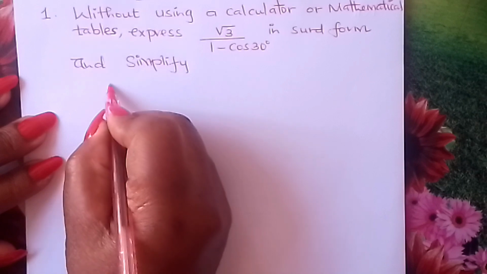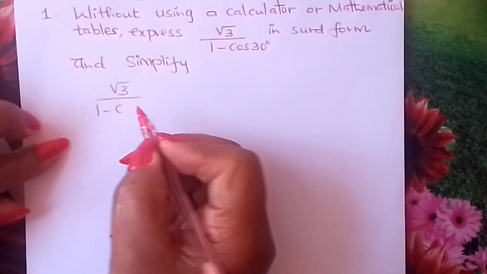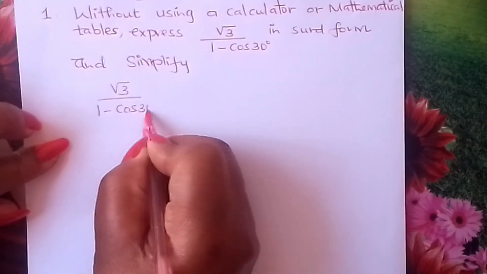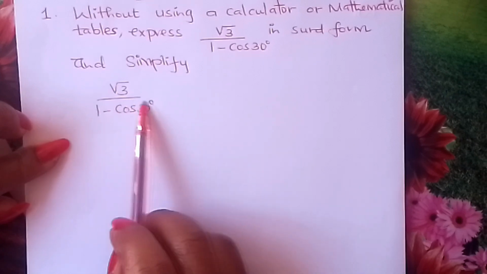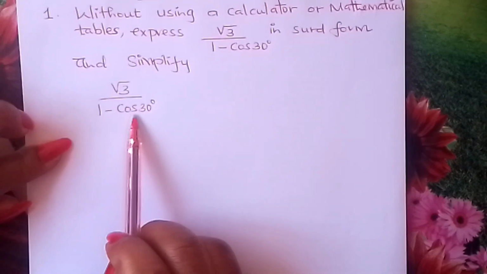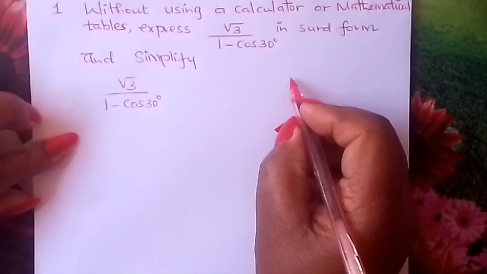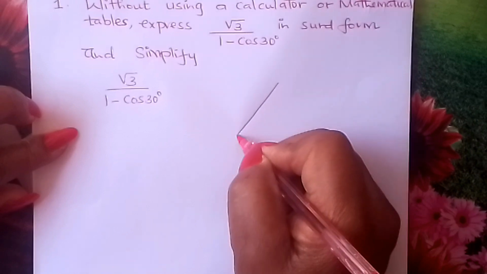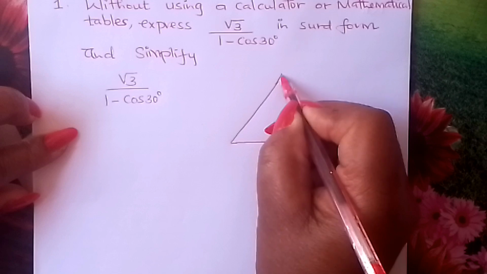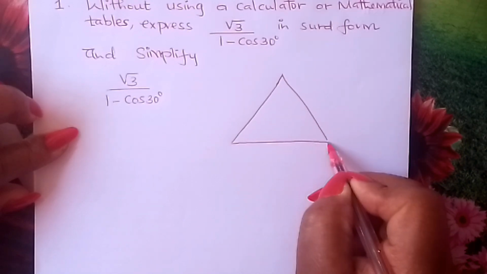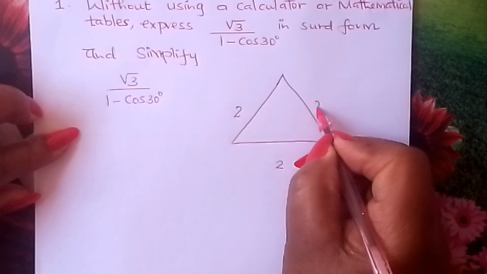So we can rewrite this as square root of 3 over 1 minus cos 30 degrees. Without using a calculator or mathematical tables, learners, how do we get cos 30 degrees? We use an equilateral triangle. Let me draw it roughly. An equilateral triangle of side 2 units.